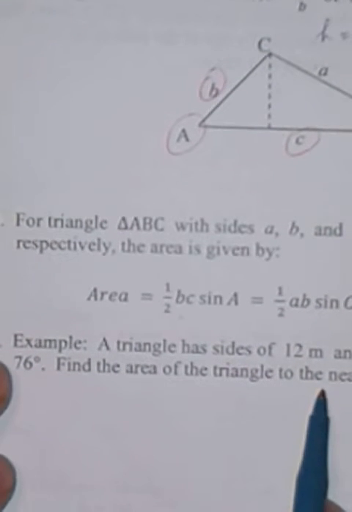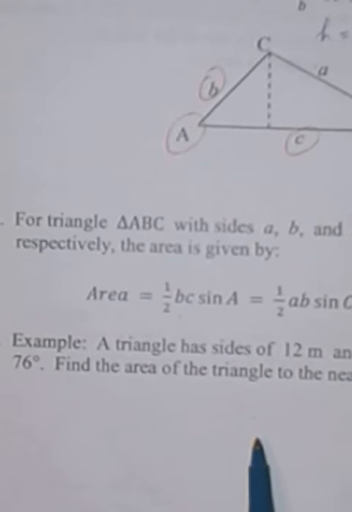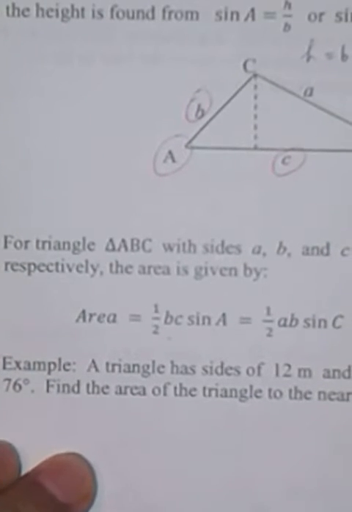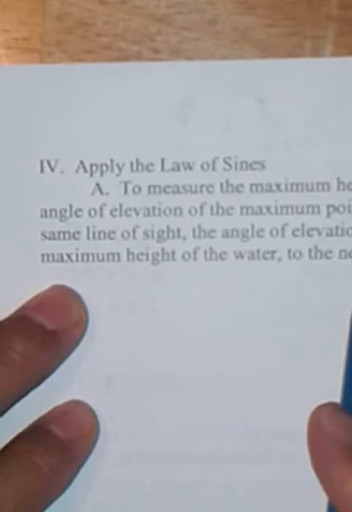A triangle has sides of 12 meters and 6 meters, and the angle between them is 76 degrees. I think we'll leave that one for class. We'll draw the triangle in class, and then we'll work it out. Okay, let's do one more on the last page. These two are very similar, so we'll do letter A. It says to measure the maximum height of the water in a fountain, Jesse measures the angle of elevation of the maximum point to be 25 degrees.